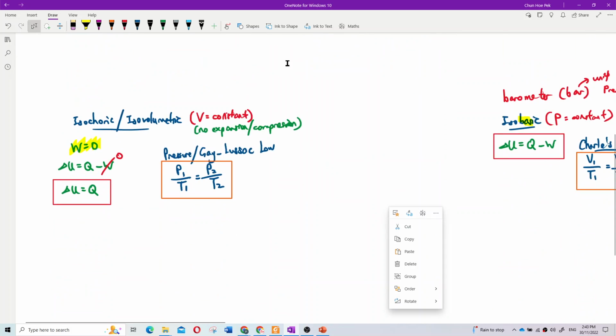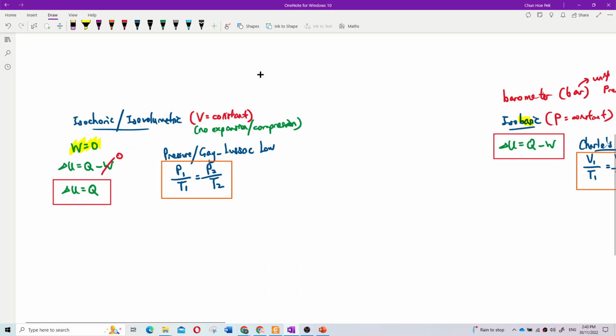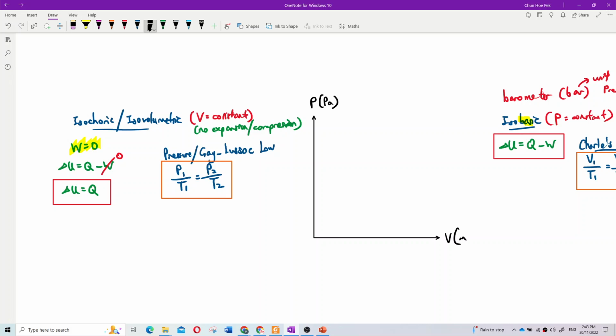Never mind, I'll just redraw. Okay, let me redraw. So this is pressure in Pascal, and volume in meter cube. Okay, so how to draw already? I also draw the isotherm line. You have to show the difference in temperature.